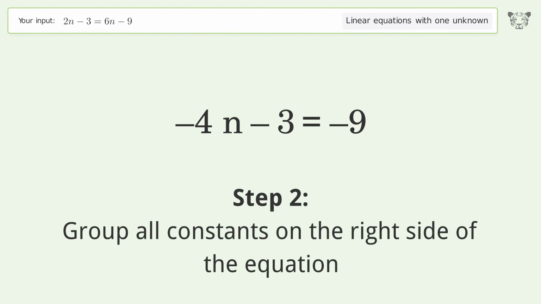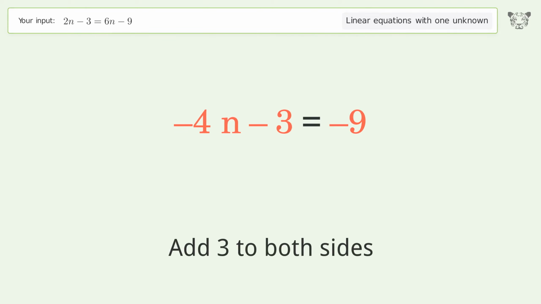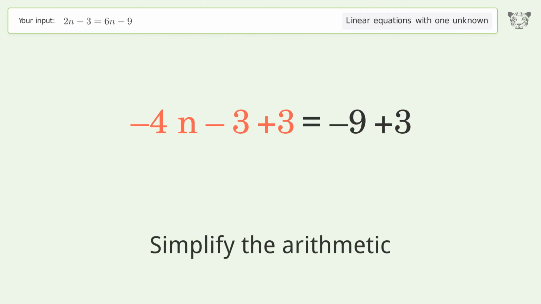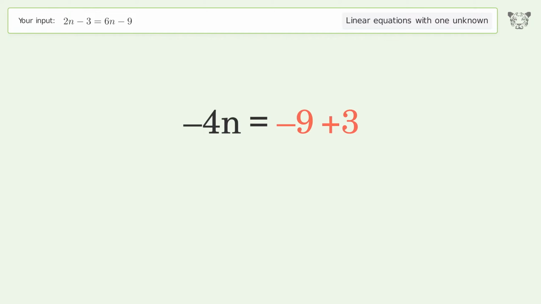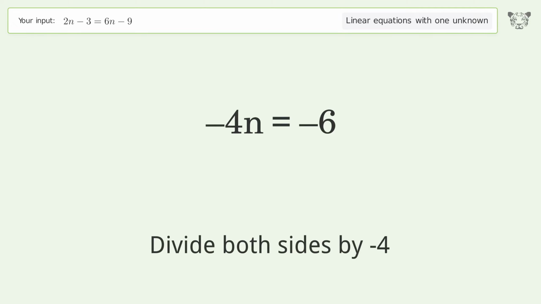Group all constants on the right side of the equation. Add 3 to both sides. Simplify the arithmetic. Isolate the n. Divide both sides by -4.